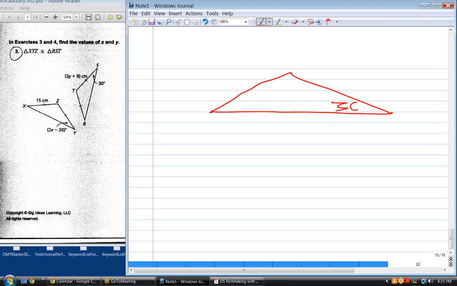They're telling us that that's 30. Okay. Now, here's the thing about isosceles triangles. If they have equal sides, then the angles opposite those sides also have to be equal. So if this is 30, this has to be 30. Yeah. What is this angle? T. 120. Good.